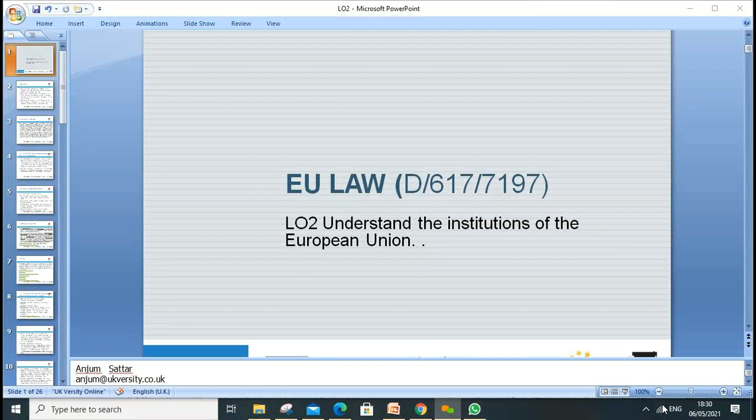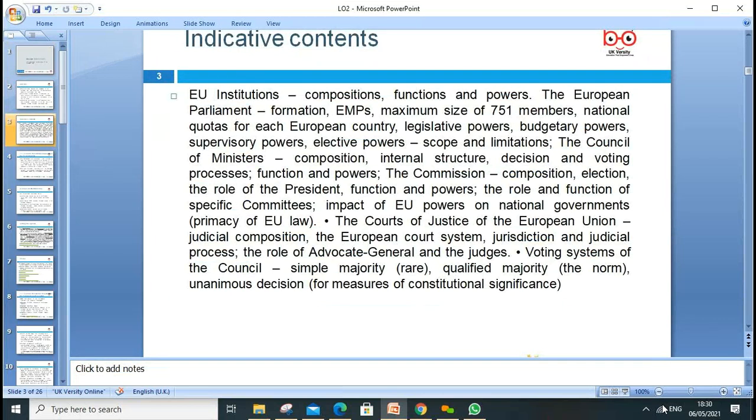Okay, welcome everyone. We'll start our lesson two. In today's lesson we'll go through LO2, learning outcome two, which is understanding the institutions of the European Union. So we'll discuss some institutions of the European Union.